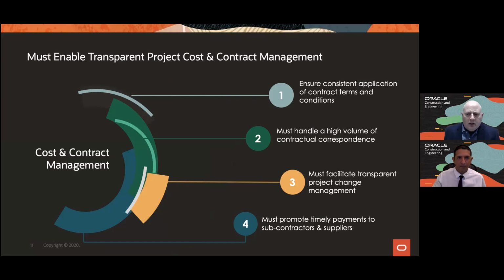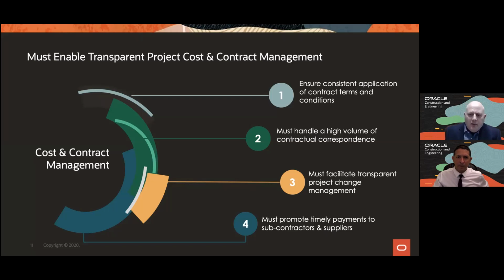The third important one that you must enable to collaborate effectively is a transparent project change management process. Now, normally the top 3 problems with projects are change management, change management, change management. So being able to effectively implement that collaboration platform focused on contractual change management, integrated with the design, integrated with the document management, integrated with the cost management is very important for success.